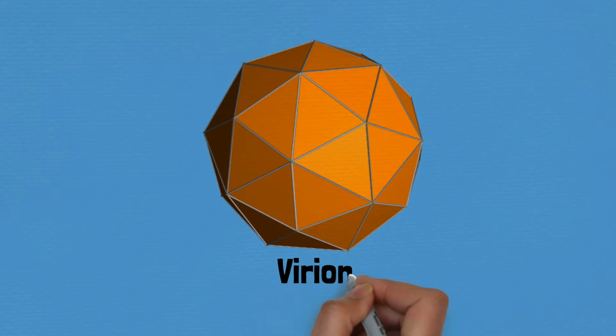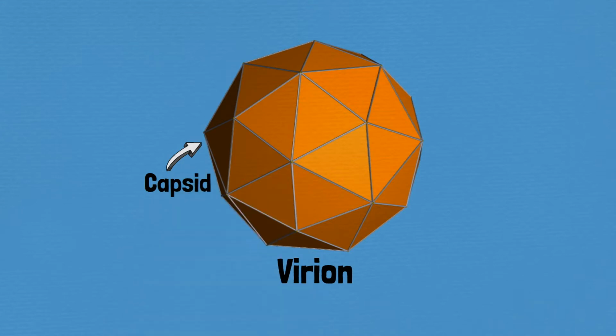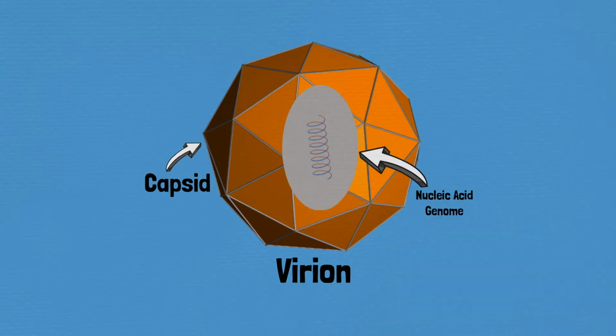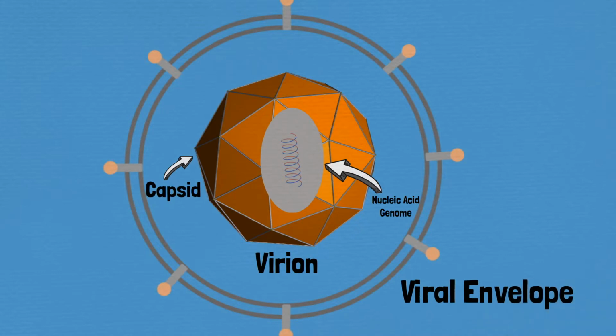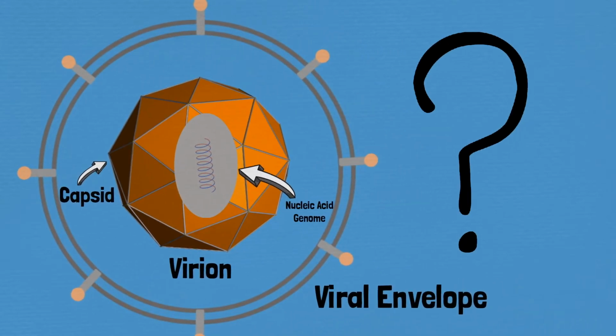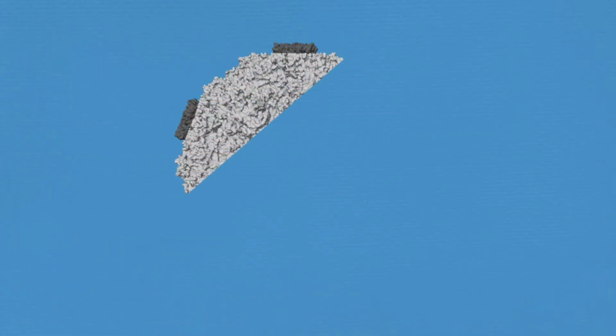A viral particle is known as a virion. A virion consists of a protective protein coat called a capsid, usually made up of several different alternating proteins. This protein coat encapsulates a nucleic acid genome. Some viruses also have an extra lipid outer layer known as a viral envelope, which is derived from the host cell membrane. So, how do these viral particles infect cells? Let's look at an example.